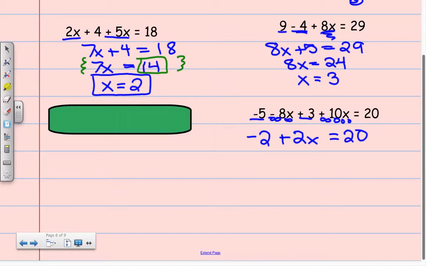Now there's two different strategies here. We could either just move our 2x to the left, but since we know we want everything away from x, we might as well just deal with this negative 2. To move that negative 2, I'm going to add 2 to both sides because it's negative right out in front. And I'm left with 2x is equal to 22. Divide through by 2, and I get x is equal to 11.